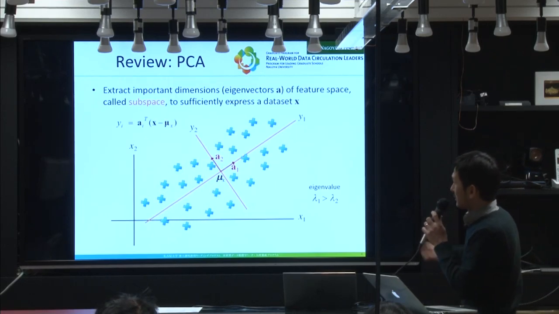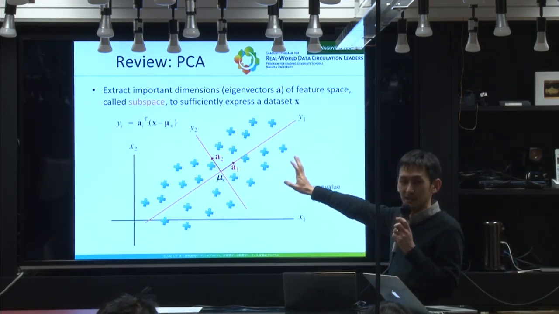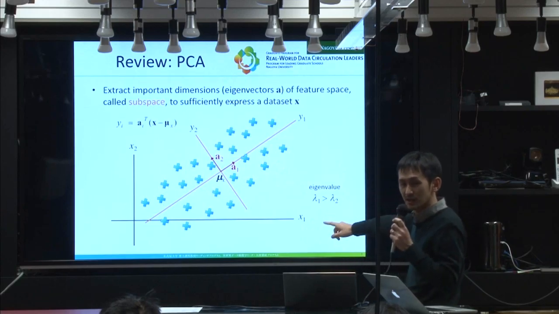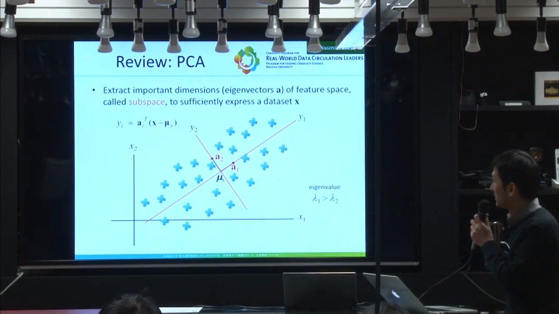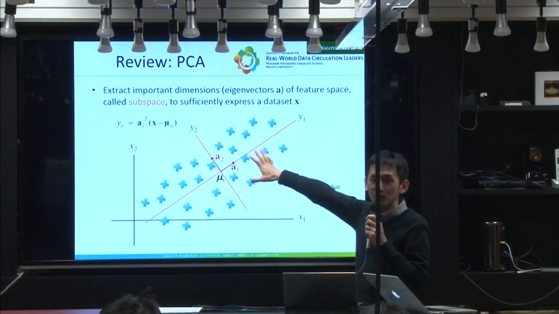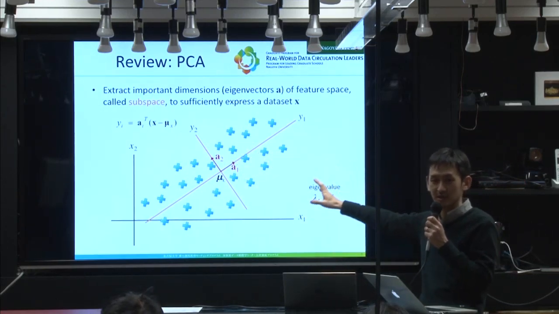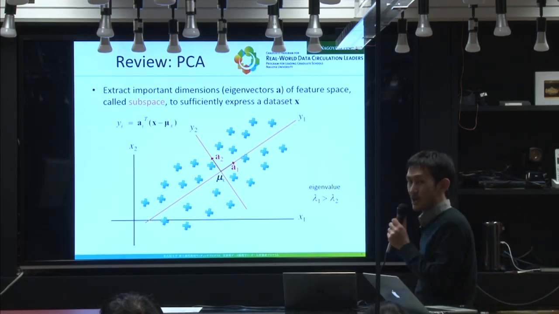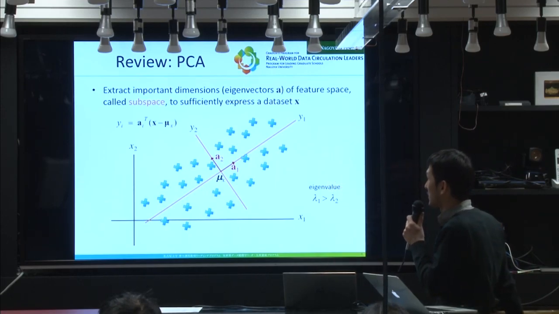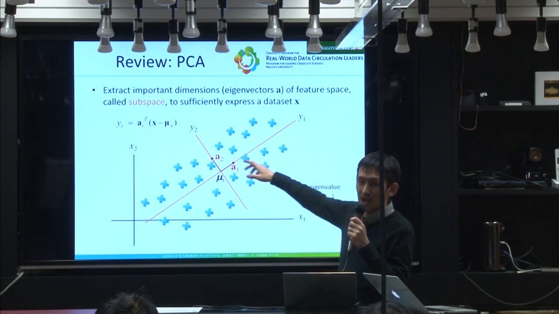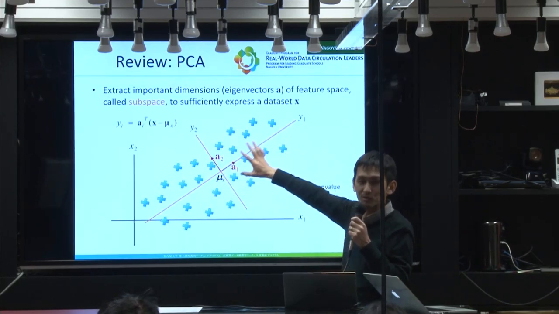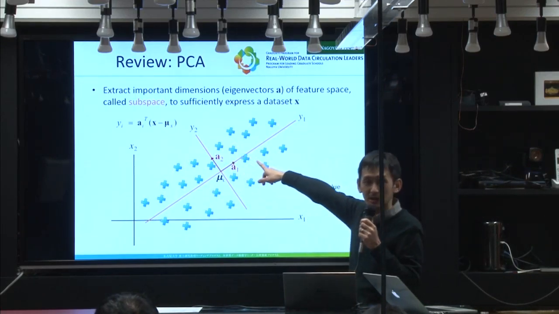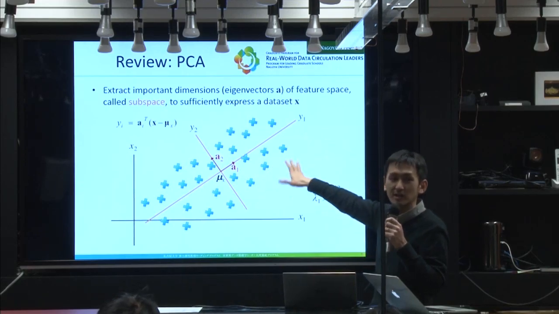This space sufficiently and efficiently expresses the data set, okay? This figure shows the original feature space consisting of X1 and X2, okay? The cross symbols show the data distribution samples. From this data distribution, you can extract the two eigenvectors like this, A1 and A2. They are eigenvectors.